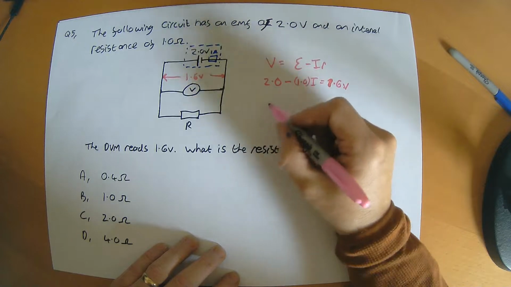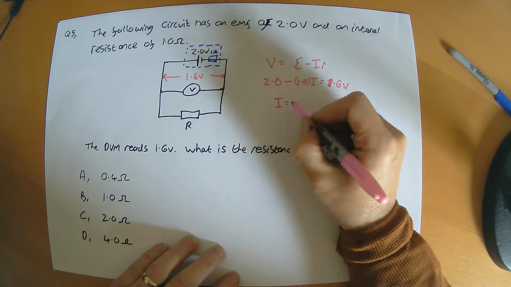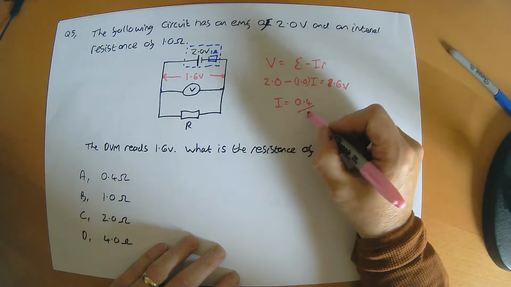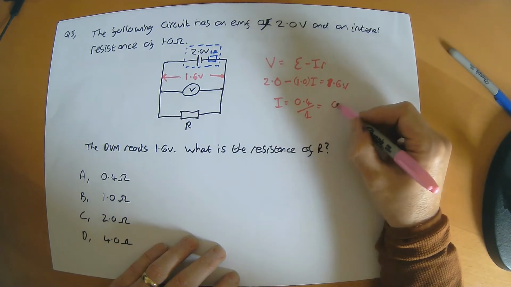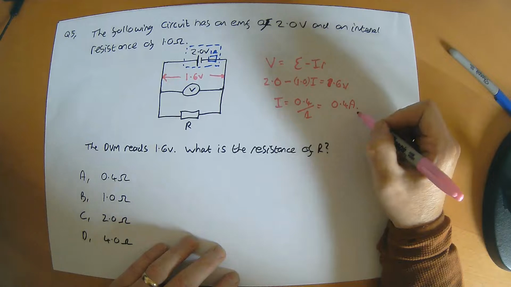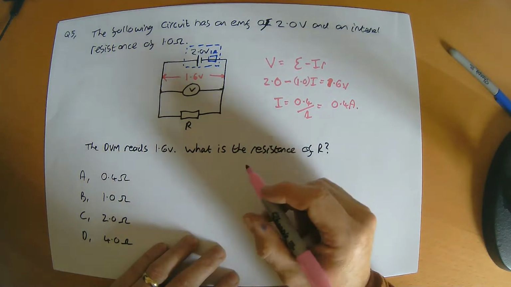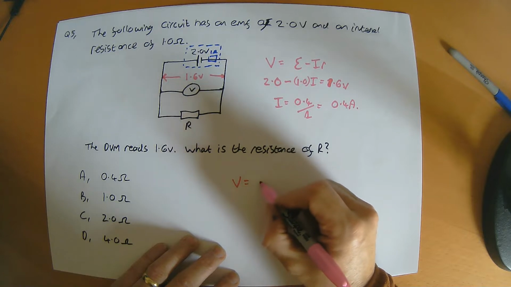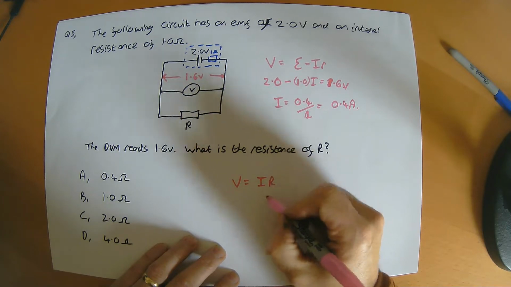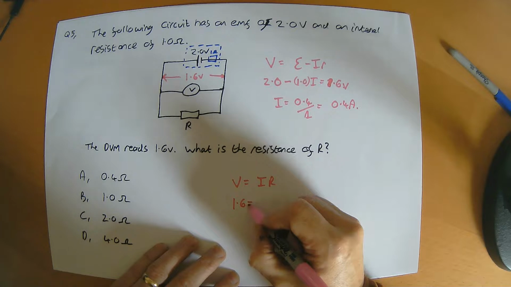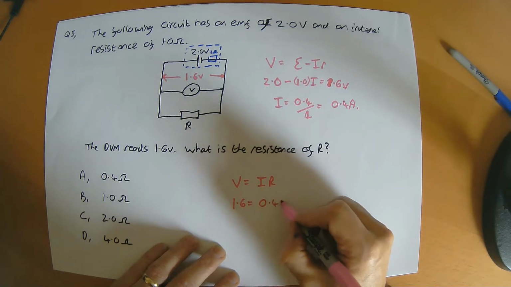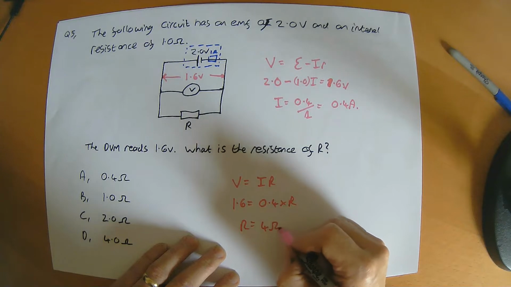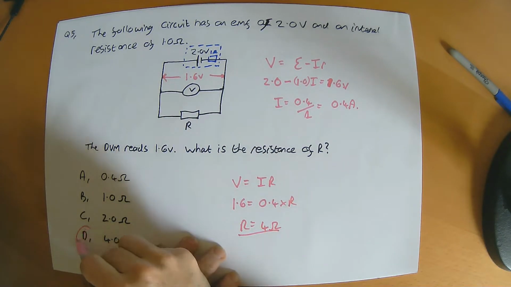And so this gives us a current which is equal to 0.4 divided by 1, or 0.4 amps. In order to find the resistance of the external resistor, then we can just use Ohm's law now. V equals I times R, and 1.6 is equal to 0.4 times R, gives us a value for R of 4 ohms, which is answer D.